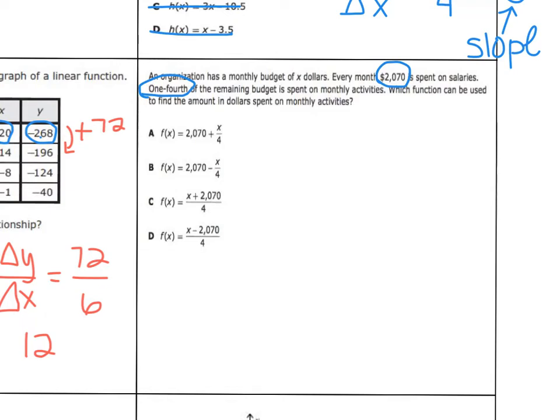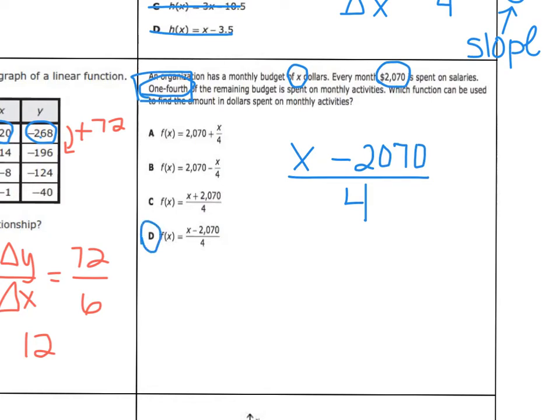So it says that our monthly budget is X dollars. That means that's our starting amount. So if we take X and we take away the amount spent on salaries, that's going to give us an amount that we have left to spend on activities. But then it says we only spend 1/4 of that amount on activities. So we would multiply by 1/4 or divide by 4. So our answer would be D.